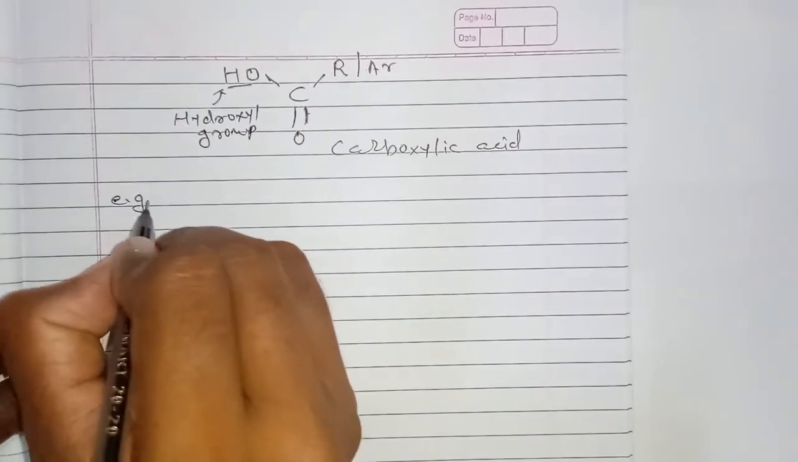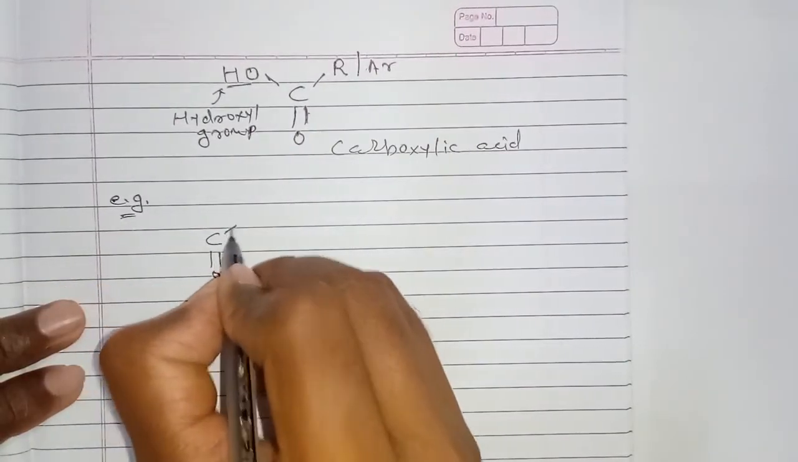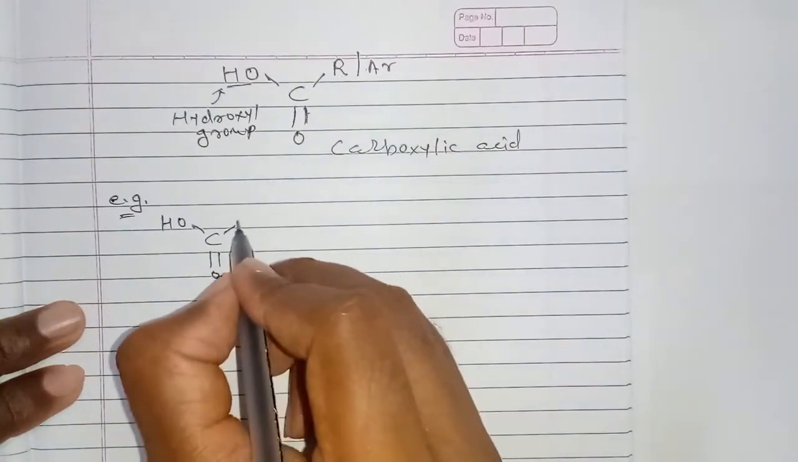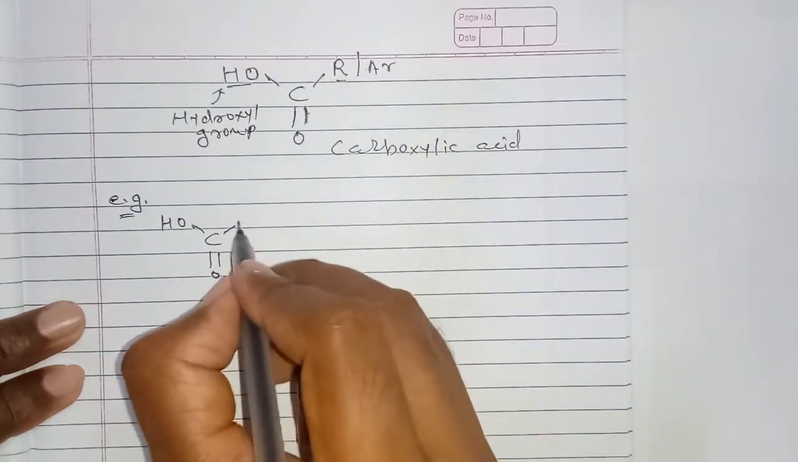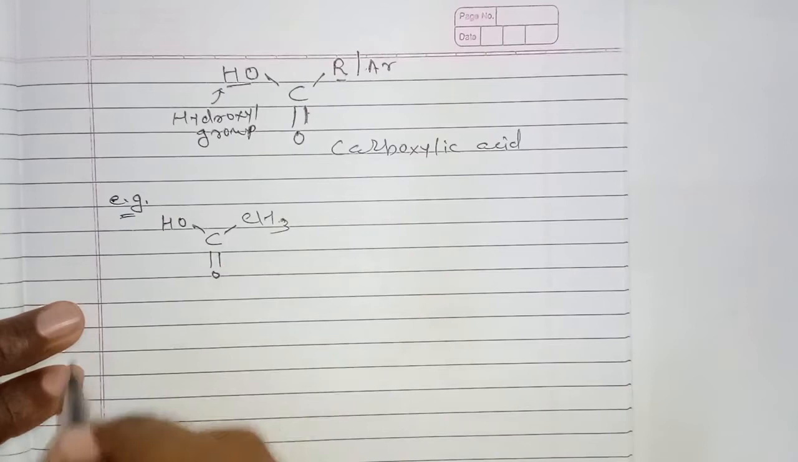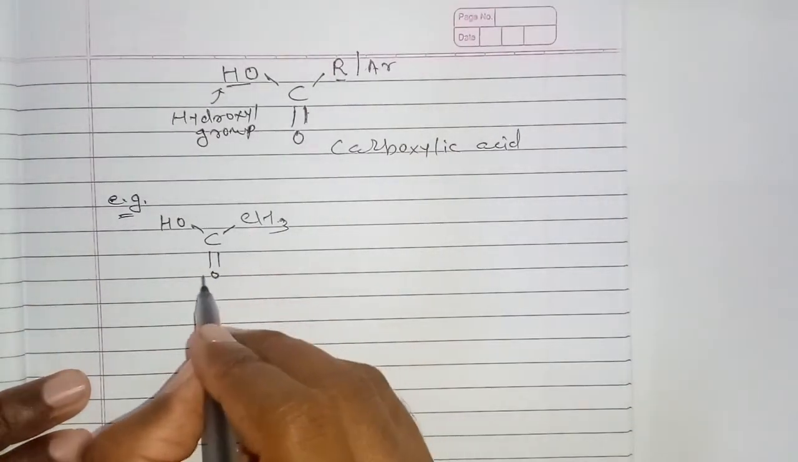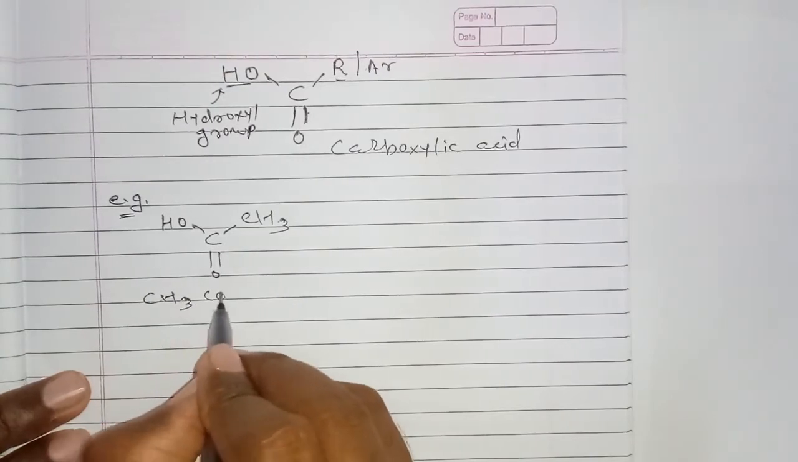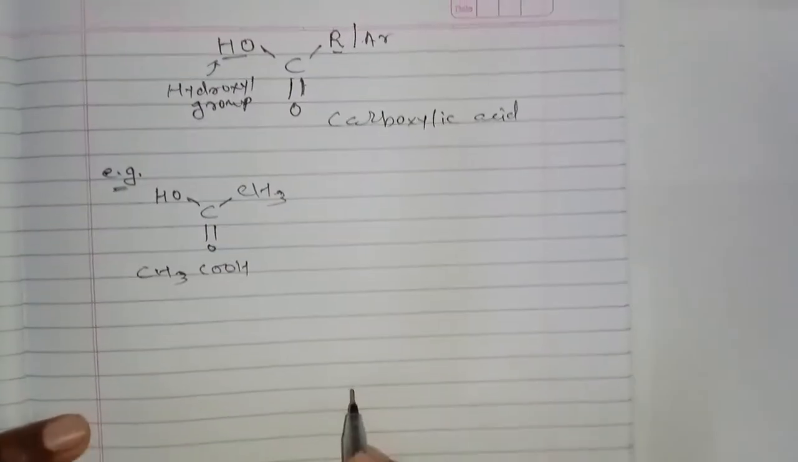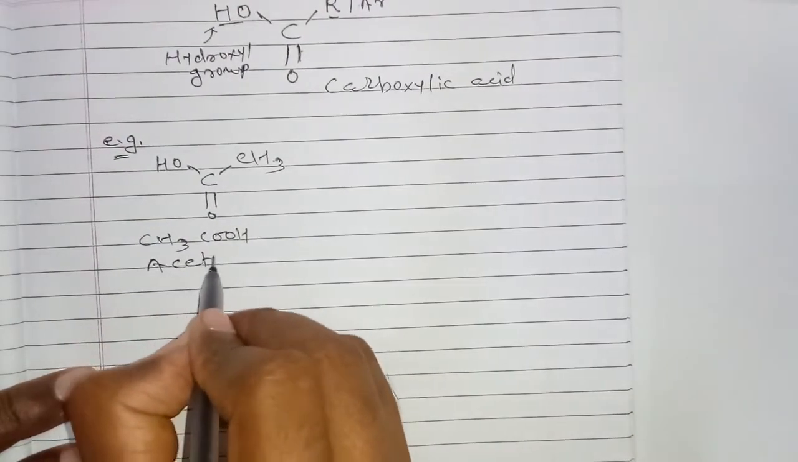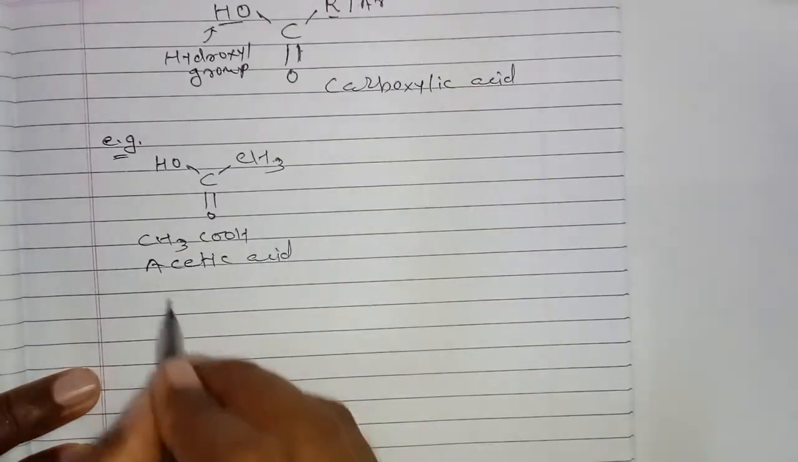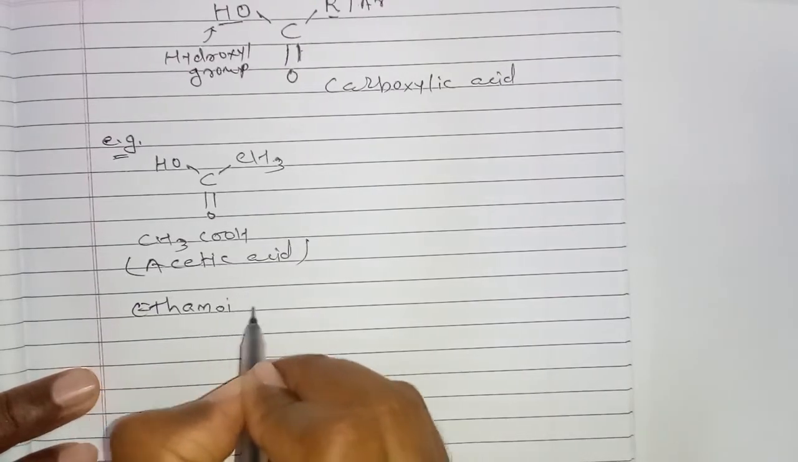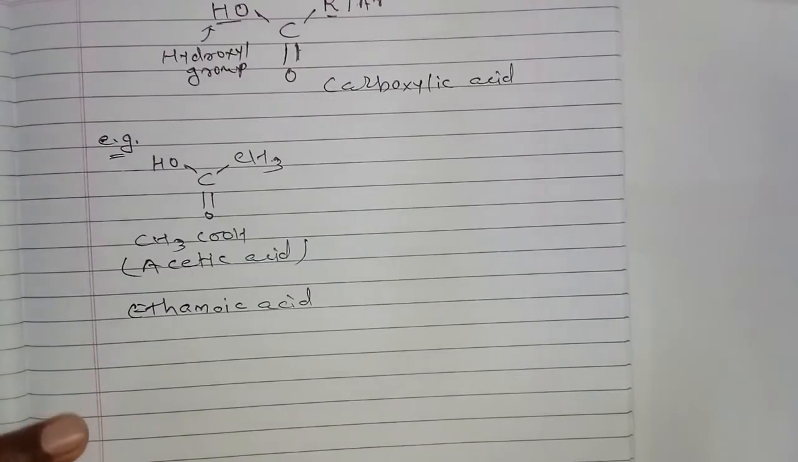For example, the carbonyl group of the carbon is bonded with a hydroxyl group, and here the alkyl is a methyl group. CH3COOH is its simple structure, and its common name is acetic acid, or its IUPAC name will be ethanoic acid.